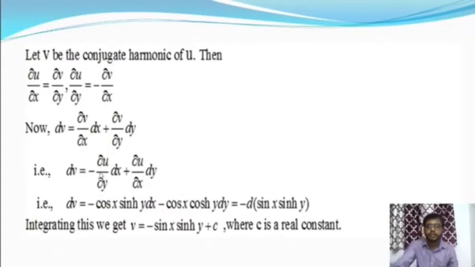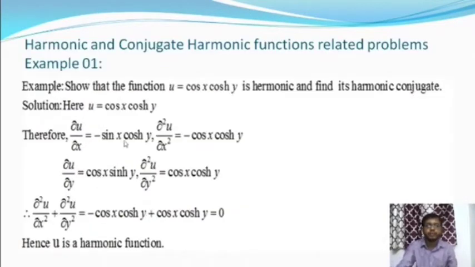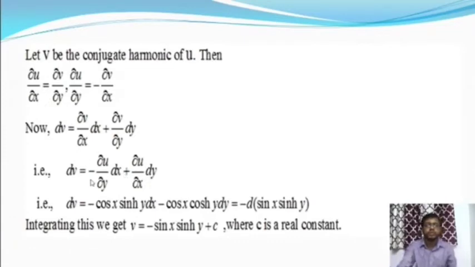So the partial differentiation, okay, look at the previous slide. I have already found this one. So del u/del x is equal to minus sin x cos hyperbolic y, and del u/del y is equal to cos x sin hyperbolic y. Now if we put these two values in this expression, we'll get this one.